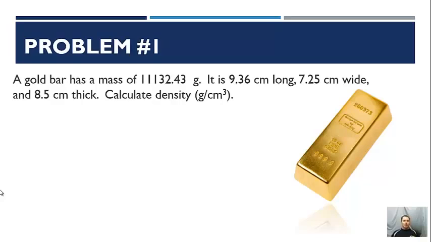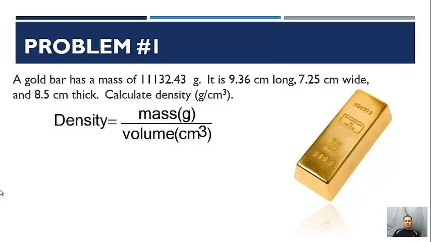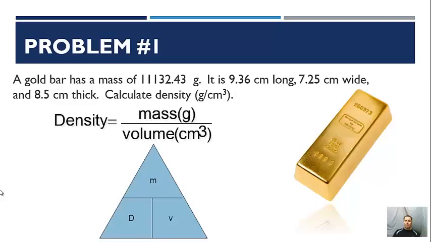First problem here. A gold bar has a mass of 11132.43 grams. I know it's a weird number, just go with me on this. It is 9.6 centimeters long by 7.25 centimeters wide and 8.5 centimeters thick. So calculate the density. So density, remember, is mass divided by volume. We pull up our density triangle, right? We cover up density, it's going to be mass divided by volume is how we do it.